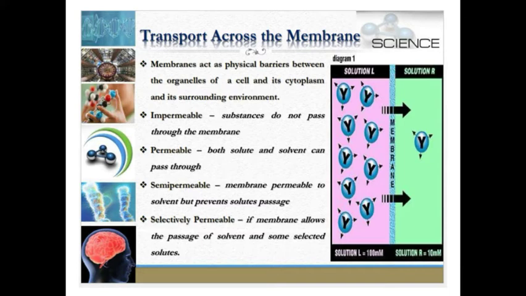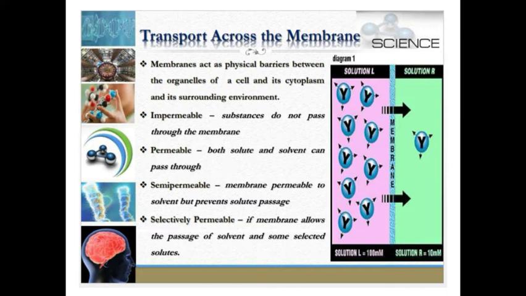So next one is selectively permeable. If a membrane allows the passage of solvent and some selected solute. So solvent is a liquid, it can easily pass through the membrane, and as it is selectively permeable, it will select some of the solutes to pass into the plasma membrane. Can you understand the difference between the four things, children?